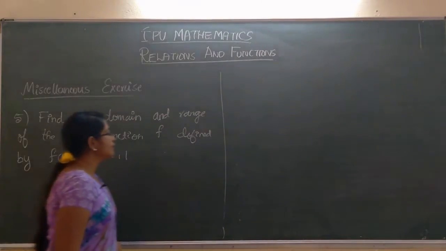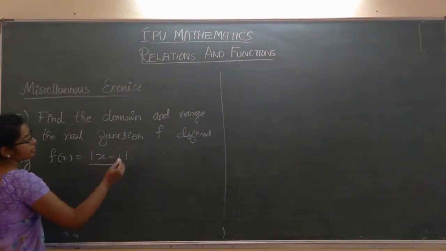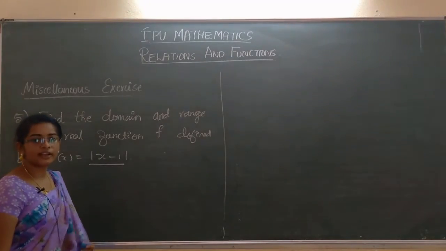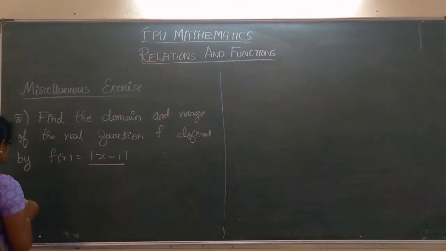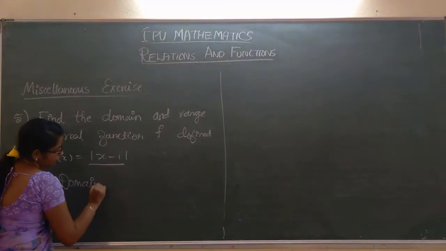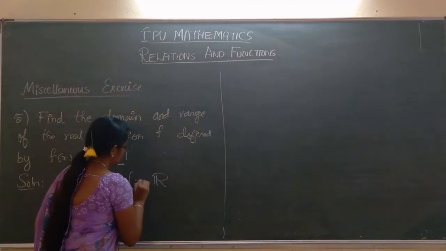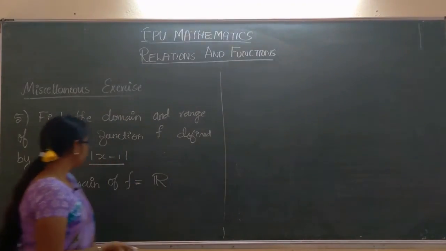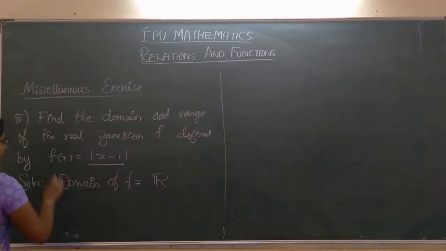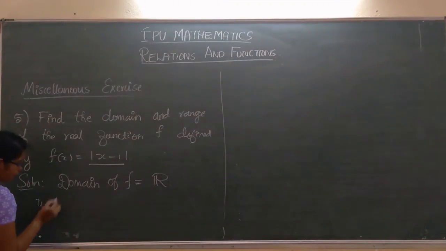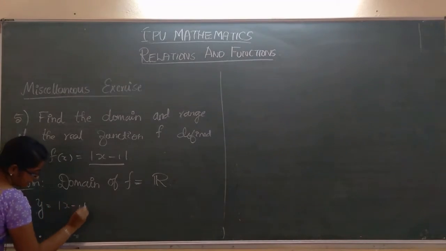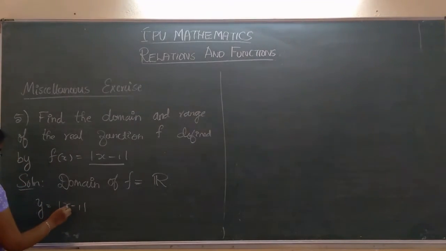Now just tell me when this modulus is well defined. It is well defined for all the real numbers, right? So what I'll get? I get the domain of the function f is equal to the whole set R, set of all real numbers, okay? Now what is the range? Range of the function. I have y is equal to f of x, which is nothing but modulus of x minus 1, okay? Look at this. See, I can have any real number for x, okay?